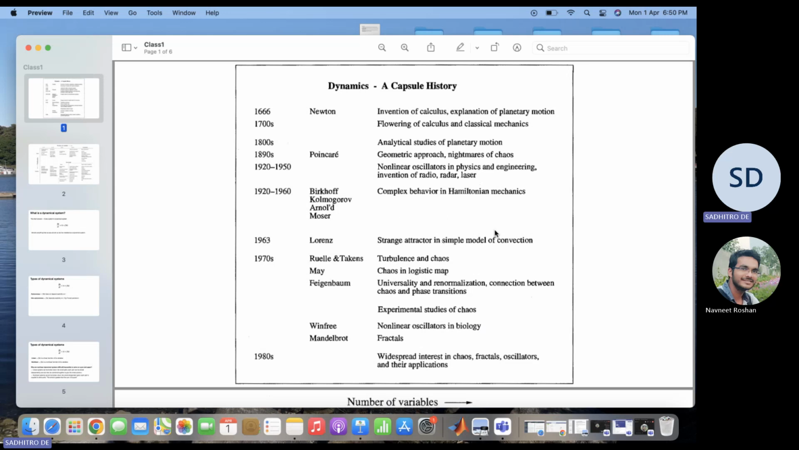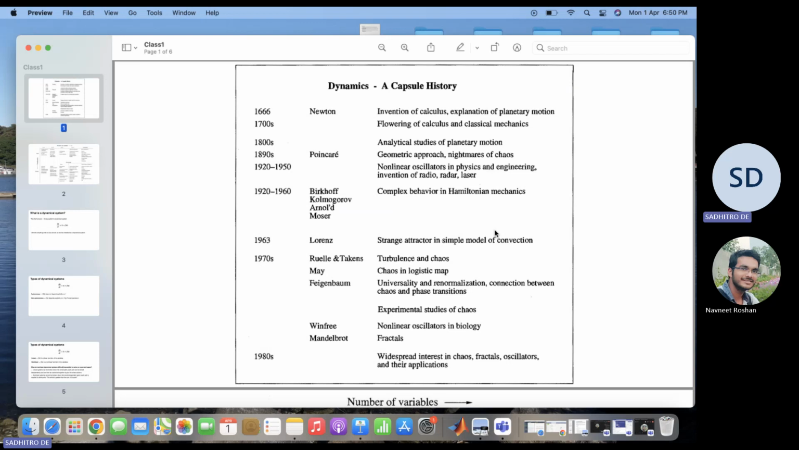So he had given a geometric approach for getting qualitative insights into such problems of three body motion, say for example. And with this geometric approach, it was possible for us to obtain a qualitative picture of how the system would evolve, which was not possible if we tried to solve it analytically. So this was where chaos first came into the picture.